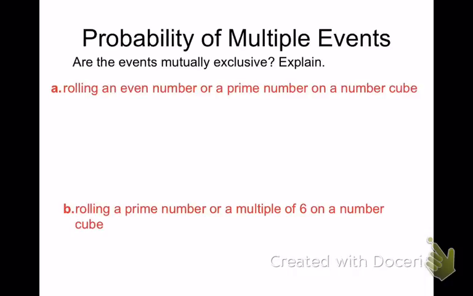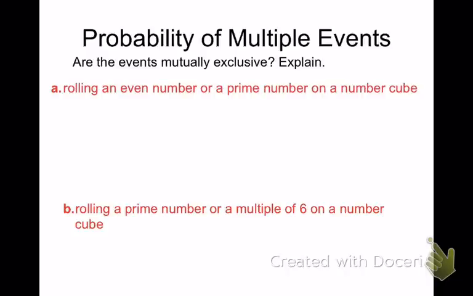So let's talk about the probability of multiple events happening. Let's find out, are these multiple events mutually exclusive? Do they not overlap? Mutually exclusive means they're separate from each other. So, rolling an even number or a prime number on a number cube. It really helps if you actually draw it. So I'm going to draw a Venn diagram here.